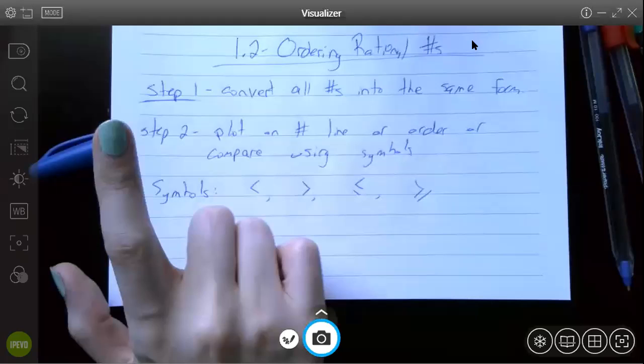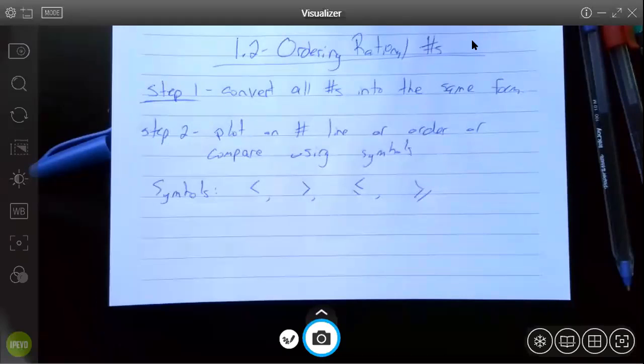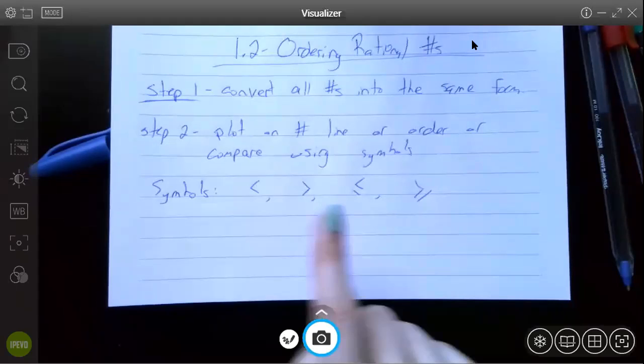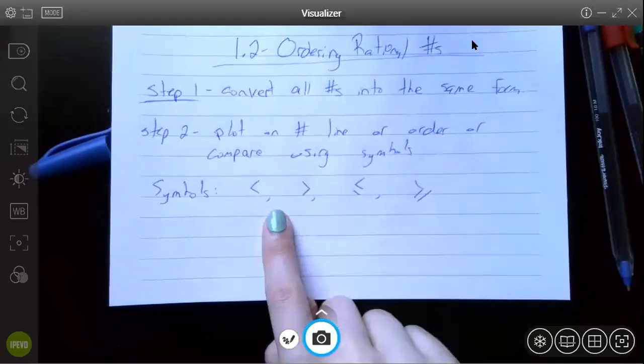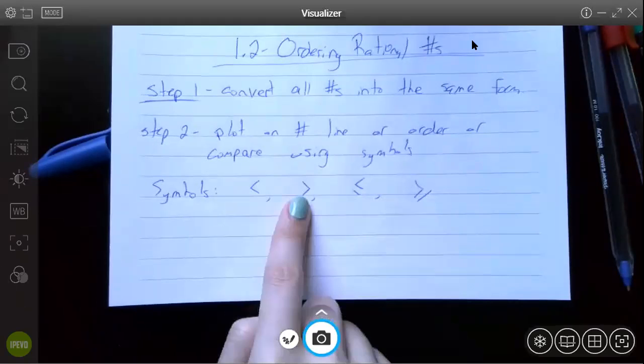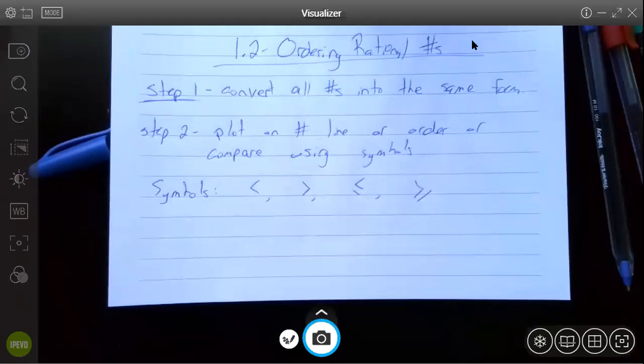Once you have them all in the same form, then the way that we order rational numbers is either on a number line or just writing them in order or comparing using symbols. And when I'm talking about symbols, I mean these four symbols right here. So we've got our less than, our greater than, less than or equal to, and greater than or equal to symbols. Okay, so let's run through a couple examples.